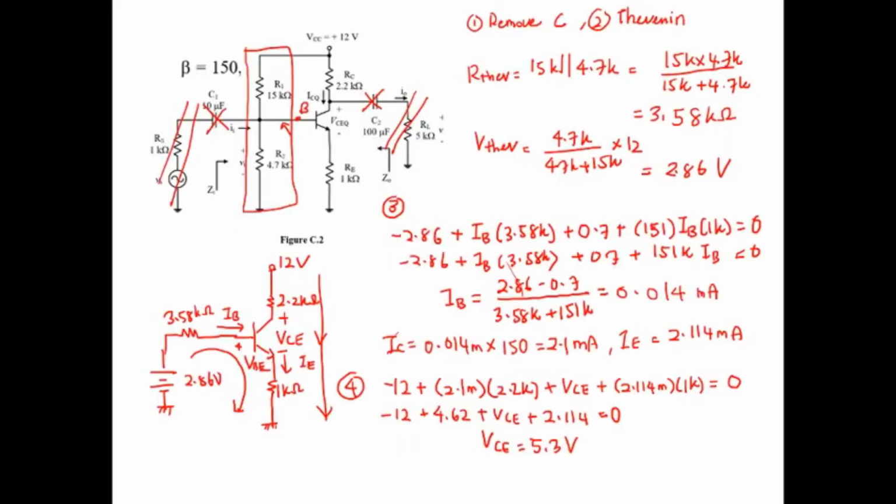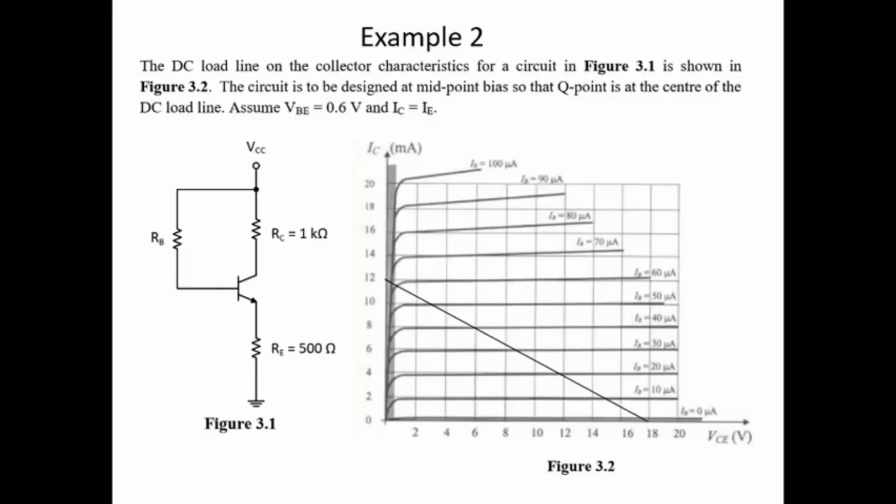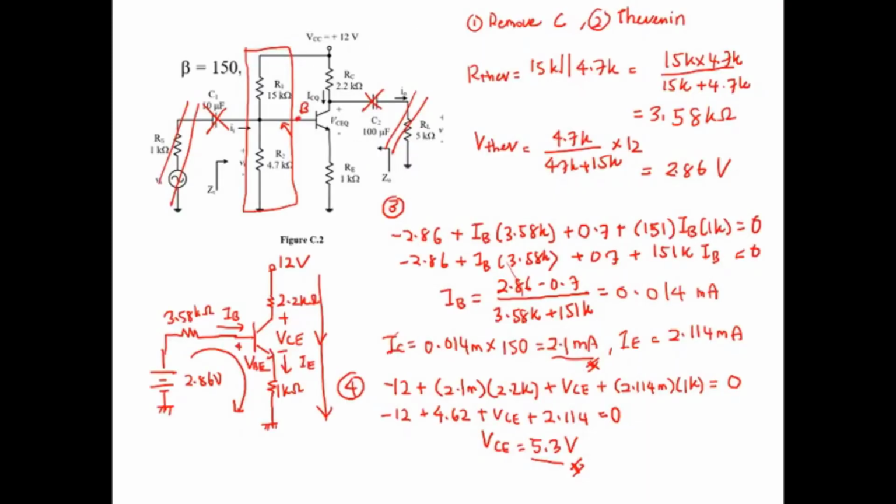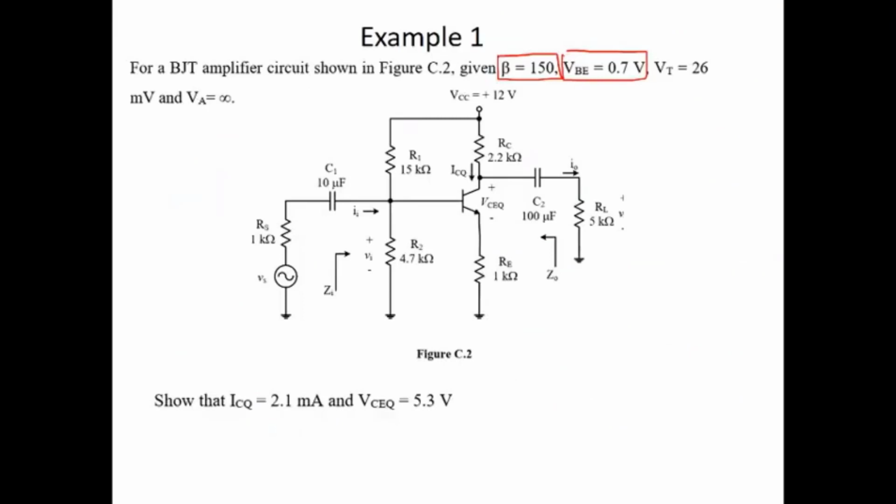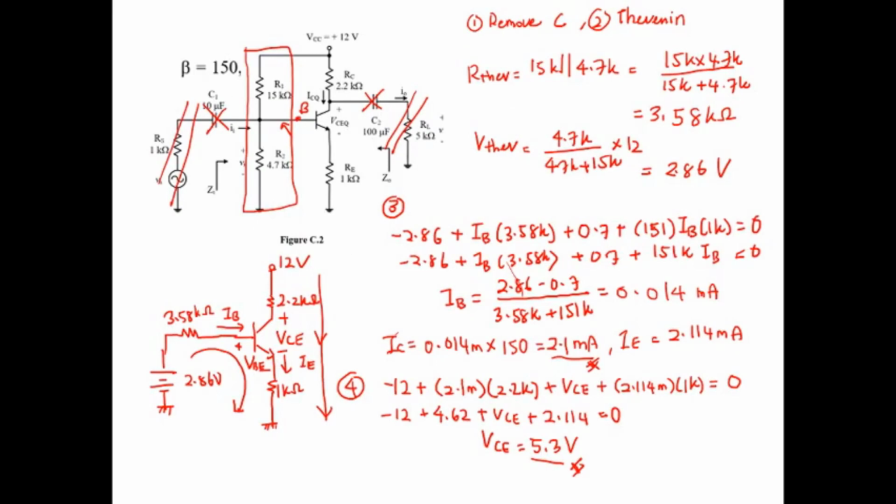Okay, you can compare to the question. The question is to show that ICQ is 2.1 milliampere and VCEQ is 5.3. So our calculated values are consistent with the values stated in the question. Okay, so this is the answer.